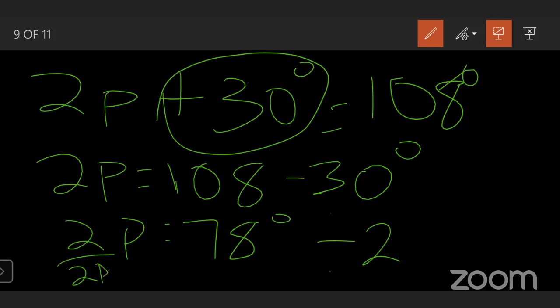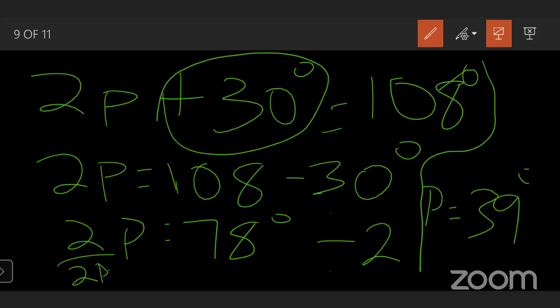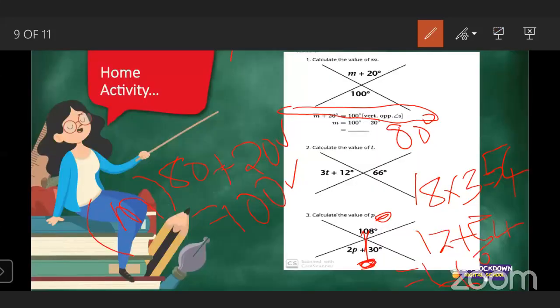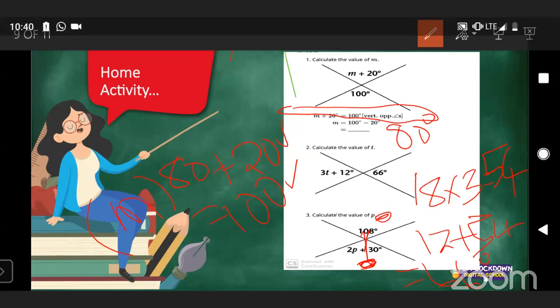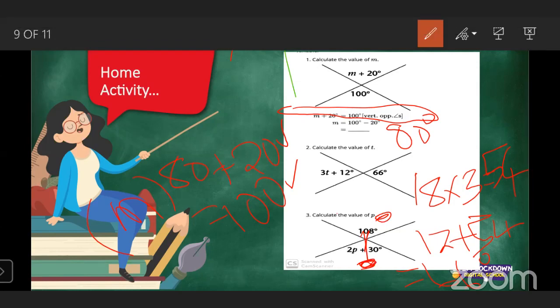Okay, we don't have space. Let's make a line here. So our p will be 39 degrees. So our p equals 39 degrees. So when we verify our answer, we must do our calculations first. So let's verify our answer.